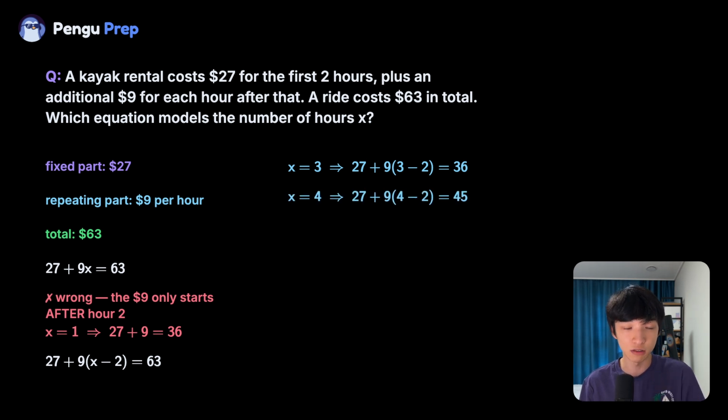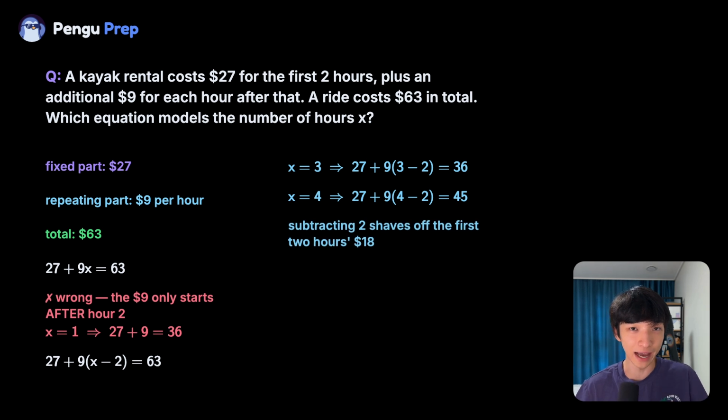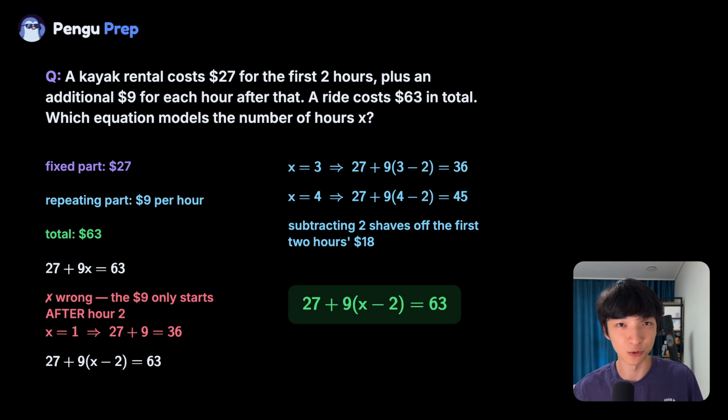27 plus 9 times 4 minus 2 is equal to 27 plus 18, which is $45. The exact amount that the context requires. Why does this work? It's because you're effectively shaving off the additional cost that could have resulted from that first 2 hours. By subtracting 2 from x, you're effectively eliminating that additional cost of $18 that we don't want. So our final equation will be 27 plus 9 times (x minus 2) equals 60.